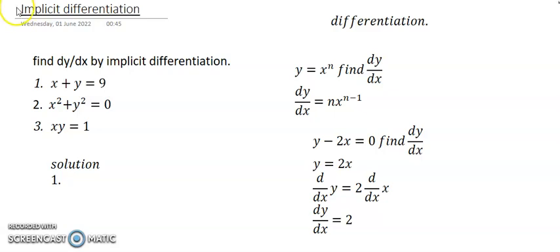Okay guys, basically today we will be dealing with implicit differentiation. As you can see here, we are going to find the dy over dx by implicit differentiation of these functions. However, in order for us to be able to find the dy over dx by implicit differentiation of these functions, we must know the definition of implicit differentiation.